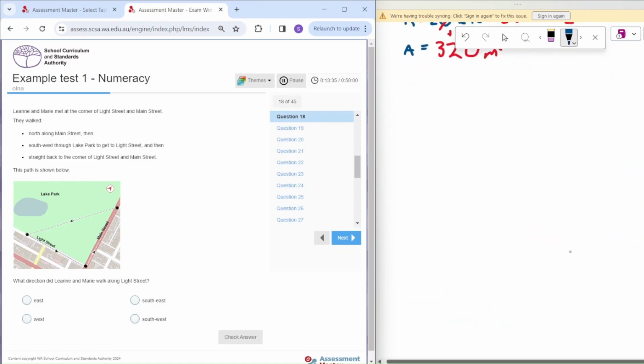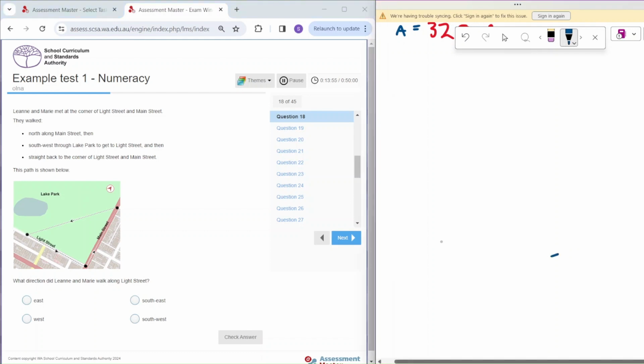Okay, Leanne and Marie met at the corner of Light Street and Main Street. They walked north along Main Street, then southwest along Lake Park to get to Light Street, and then straight back to the corner of Light Street and Main Street. The path is shown below.